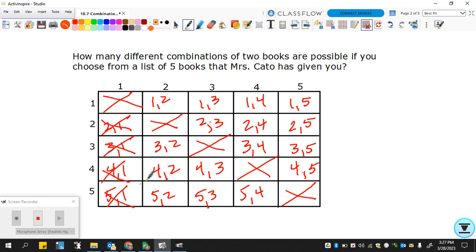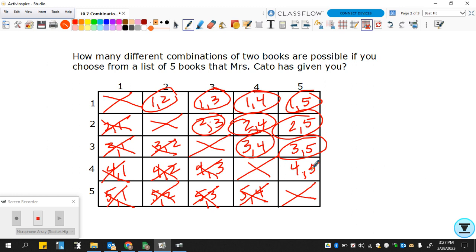Okay? 2 and 3, same thing as 3 and 2. 2 and 4, same thing as 4 and 2. 2 and 5, same thing as 5 and 2. 3 and 4, same thing as 4 and 3. And the same thing goes with 5 and 3 and 3 and 5. And then 5 and 4 and 4 and 5. So if we look at it, 1, 2, 3, 4, 5, 6, 7, 8, 9, 10. So there's 10 different combinations. Okay?